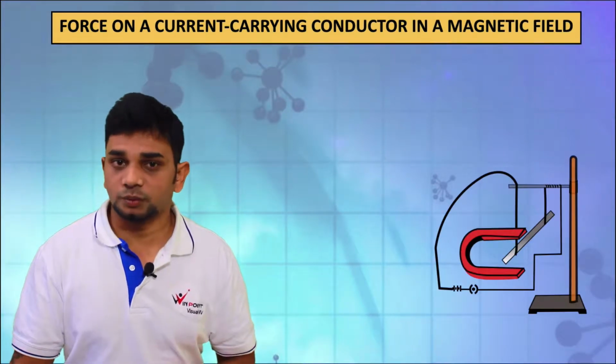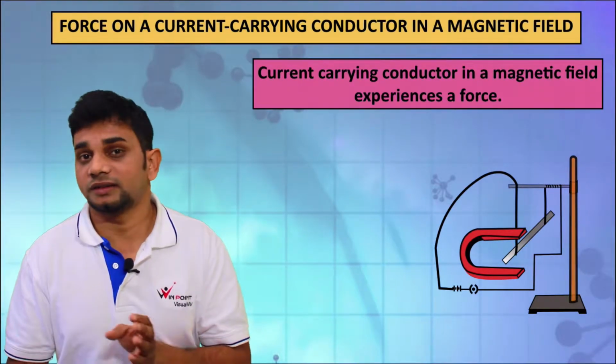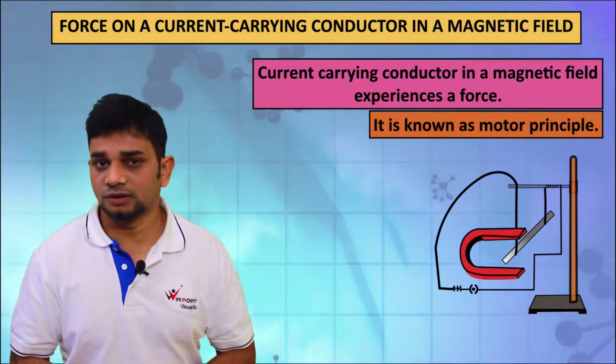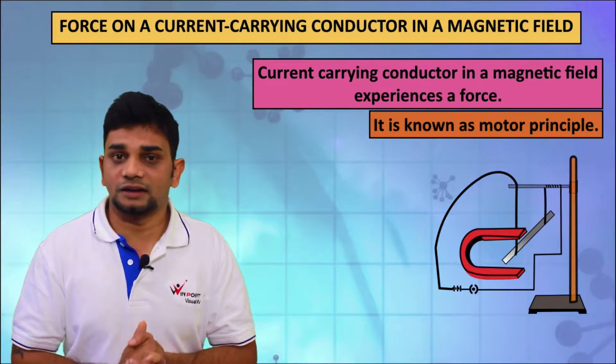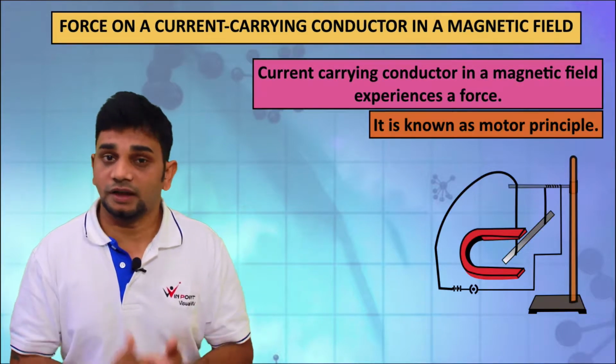So we can write motor principle now. Current carrying conductor in a magnetic field experiences a force. It is known as motor principle. So what is motor principle? The principle is very simple, right? If we are placing a current carrying conductor in a magnetic field, that current carrying conductor will experience a force.